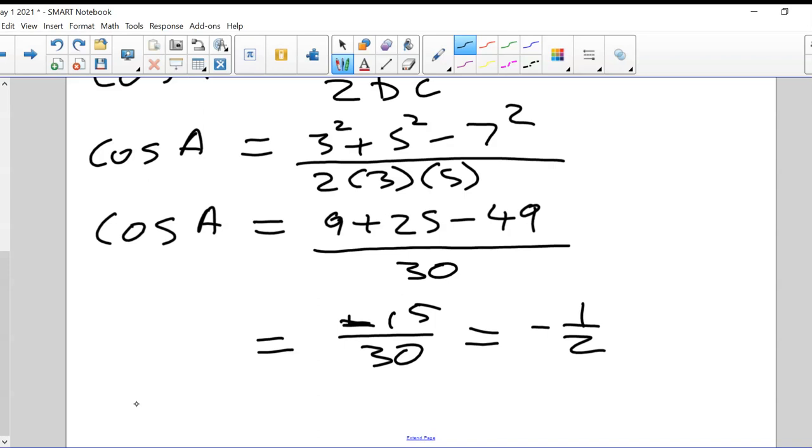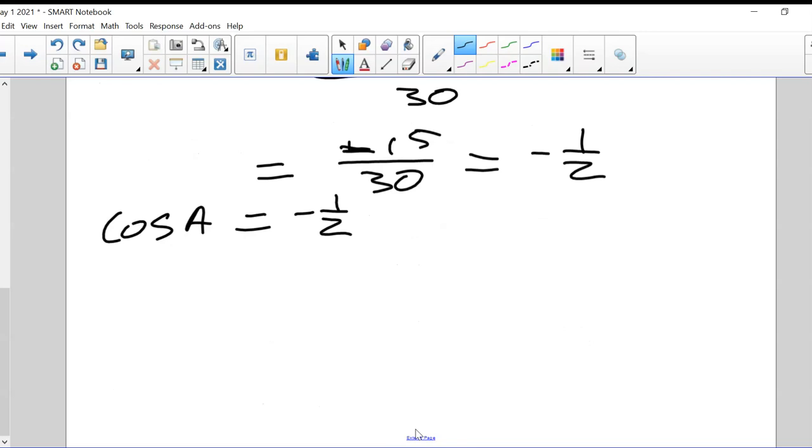All mental. So the cosine of A is equal to minus a half, first of all. So of course, to get the A itself, it will be cosine to the minus 1 of... and I don't generally like to put minus a half in my calculator when I'm doing an inverse function.